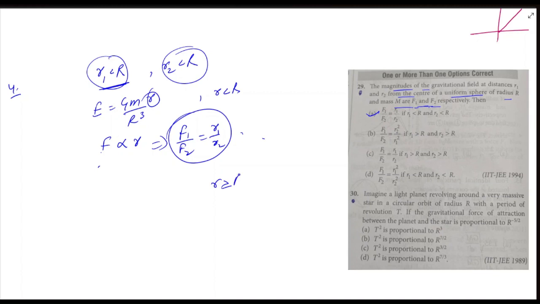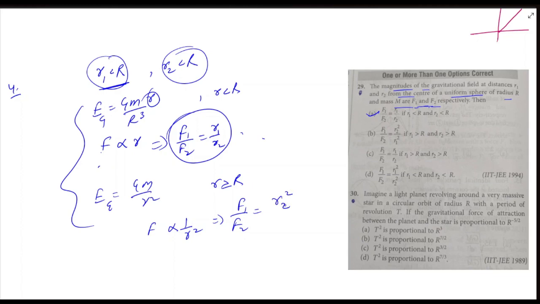For r greater than or equal to R, the gravitational field was GM by r square, so inversely proportional. So if both were greater, then F will be proportional to 1 by r square. So we will have F1 by F2 equal to r2 square by r1 square. So B will be the option, right? So this was an extremely easy question. So A and B will be the options.